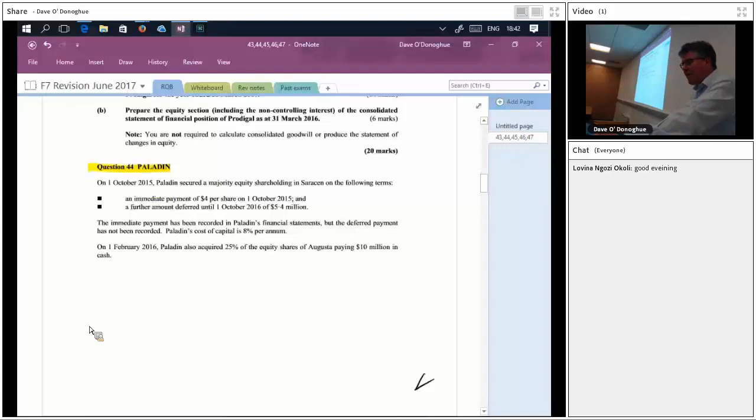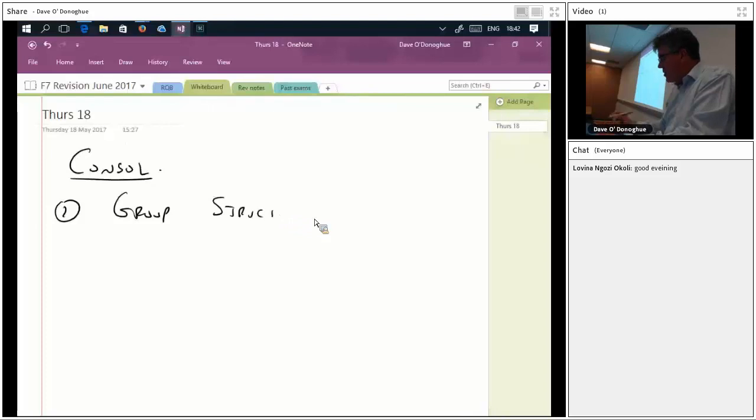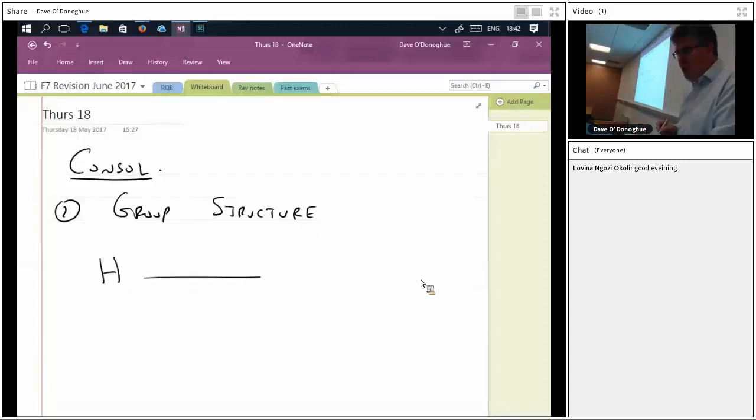Okay. So what we have in this question, now, we know that when we're dealing with consolidation, we have a couple of steps that we want to follow. And the first thing we always want to get is the group structure. No matter what kind of a question you have, you should always get the group structure out of the way first and foremost. You'll have a holding company and a subsidiary. You might also have an associate, as we have in this question.